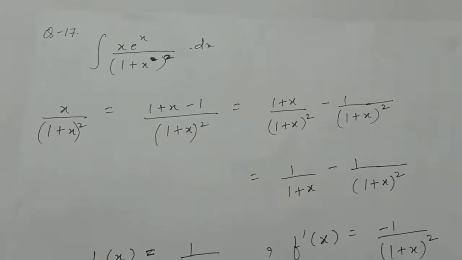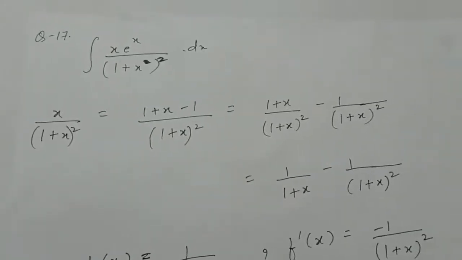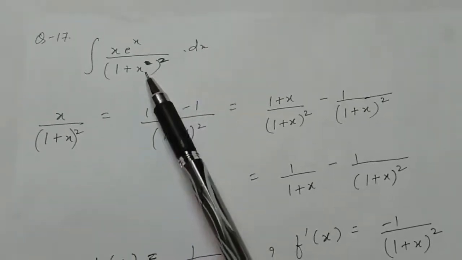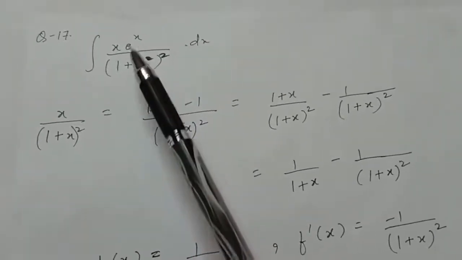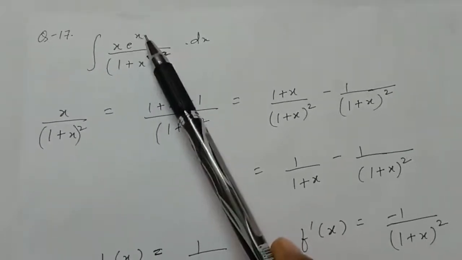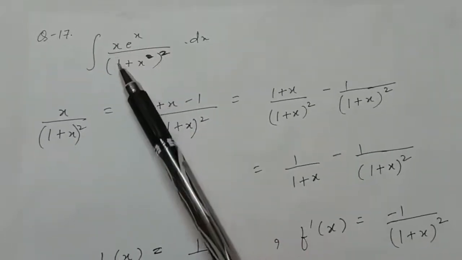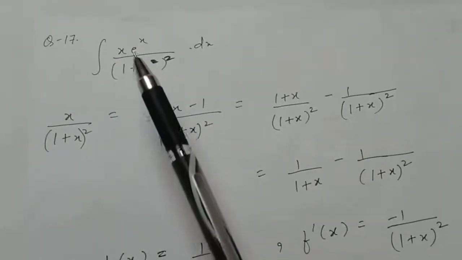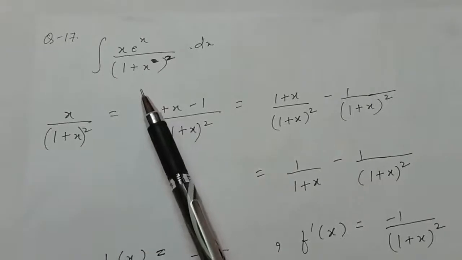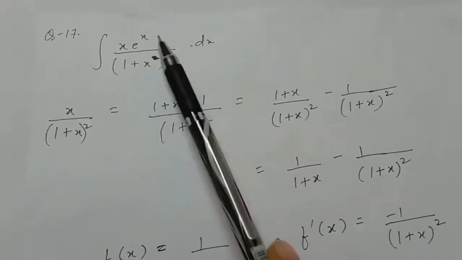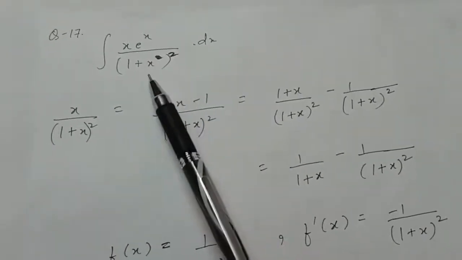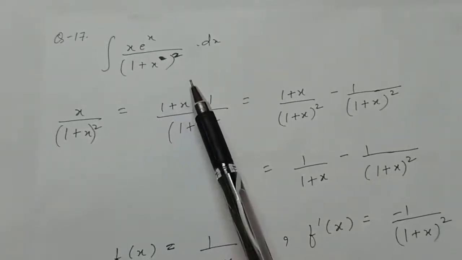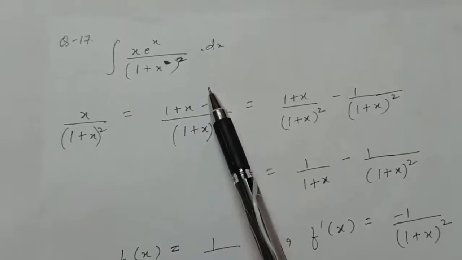Question number 17 is the integral of x into e raised to the power x upon (1 plus x) whole square. Now see, either you can apply integration by parts here, taking e raised to the power x as the second function and x upon (1 plus x) whole square as the first function. But it will become typical to solve by integration by parts. Therefore we will try to change this function into the type e raised to the power x into f(x) plus f dash x.